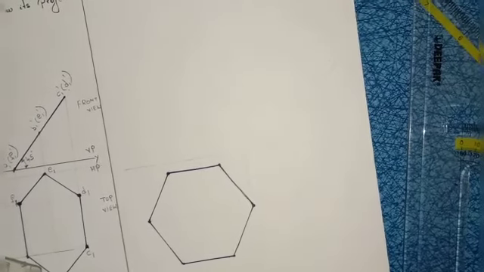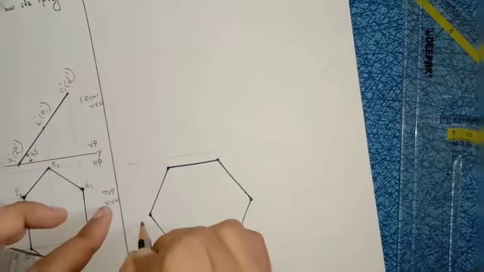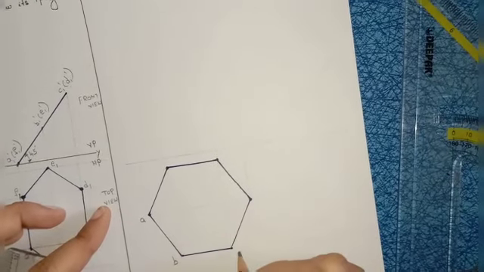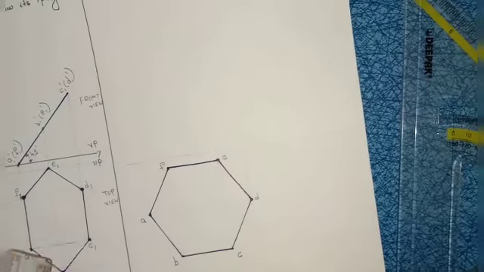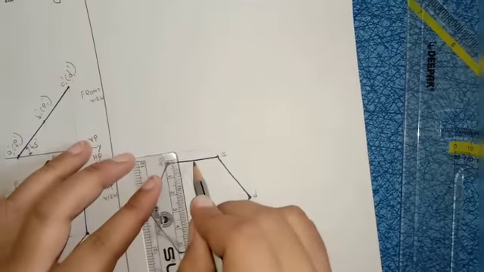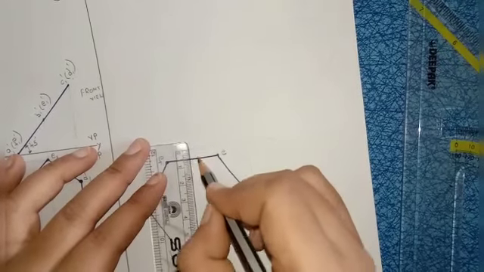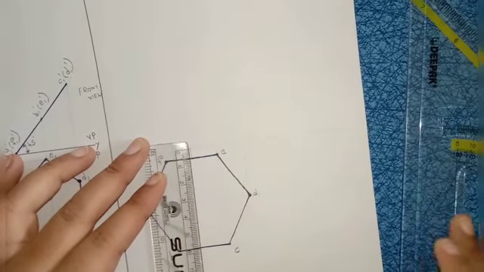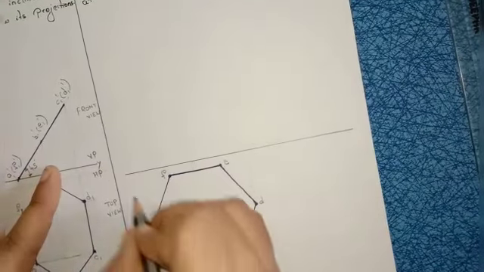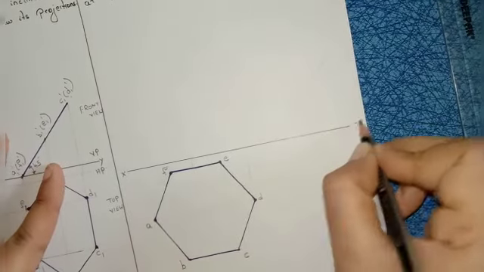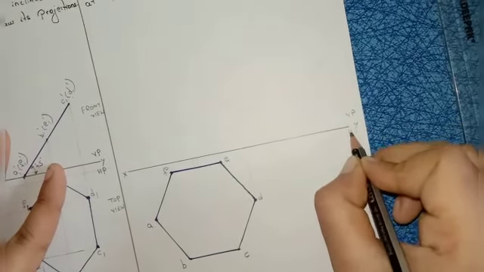After that, you should write A, B, C, D, E and F. Right? Now from here leave 5 mm gap, take 5 mm. After drawing the hexagon, you have to leave 5 mm and construct the reference line, because they didn't mention any distance. Name it as XY, vertical plane, horizontal plane.